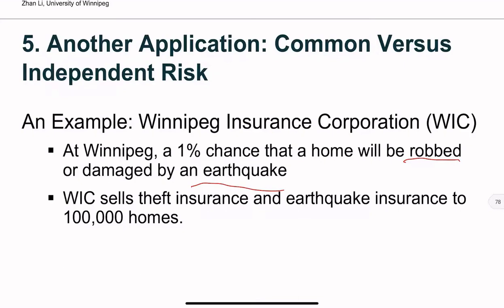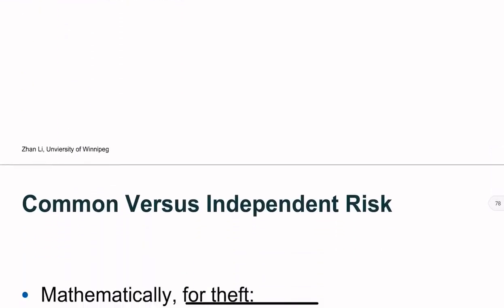And then let's say there is this insurance firm, Winnipeg Insurance Corporation, right? This firm would want to sell theft insurance and earthquake insurance. And there are a total of 100,000 homes in Winnipeg. Now let's first do some calculation, right? Because basically we have learned about how to calculate expectation and the standard deviation. So we will start from there.